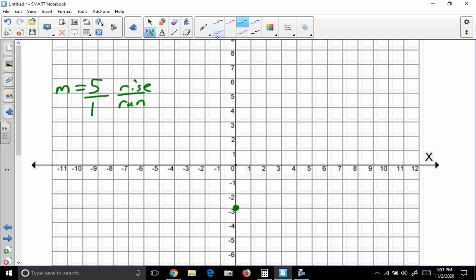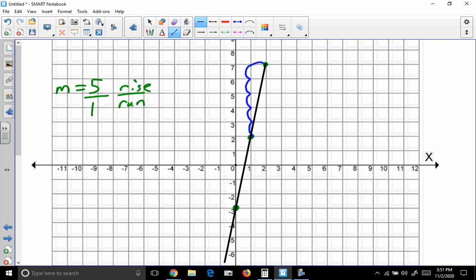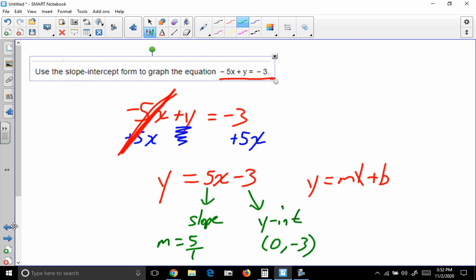So now, from our existing point, we can rise 1, 2, 3, 4, 5, and then we can go over 1, and that'll tell us where another point is. This one, we have room to do that again, so we could rise 1, 2, 3, 4, 5, and then go over 1. And these points are going to be in line with each other. So this would be our graph of the equation they gave us. Y-intercept of -3 has a slope of +5.